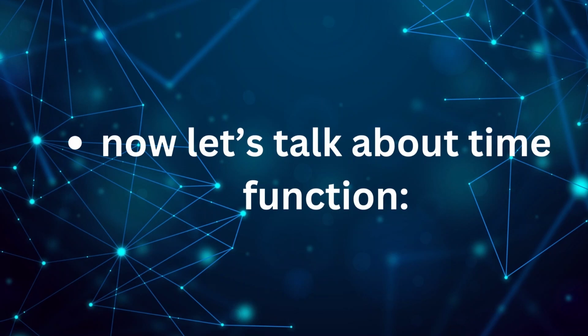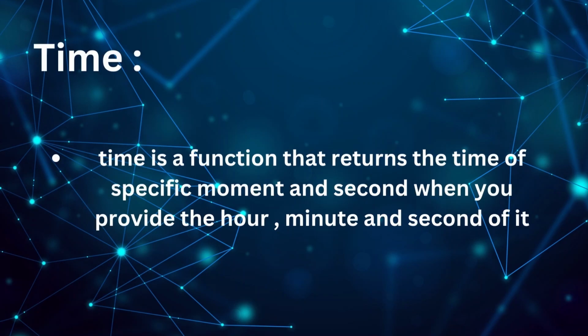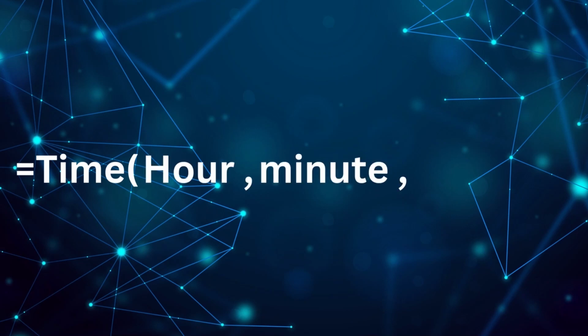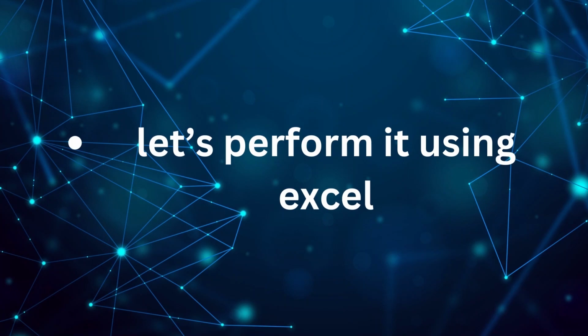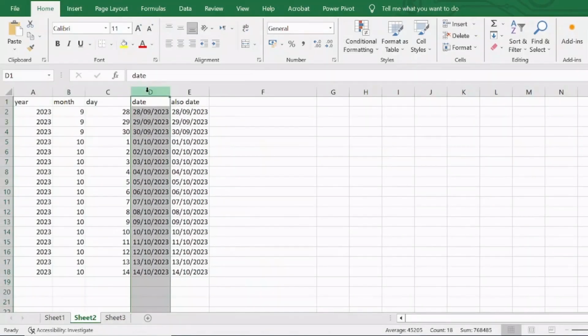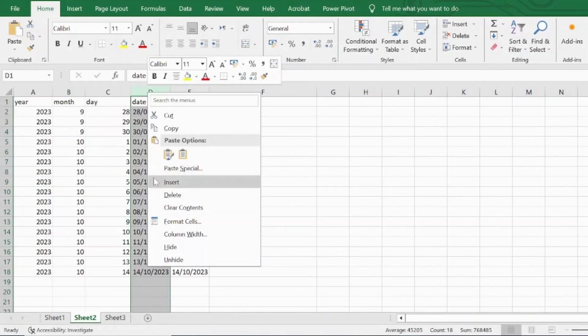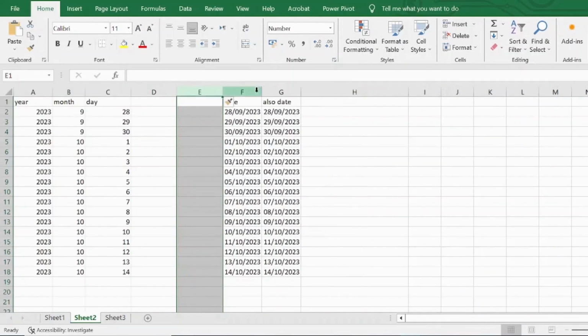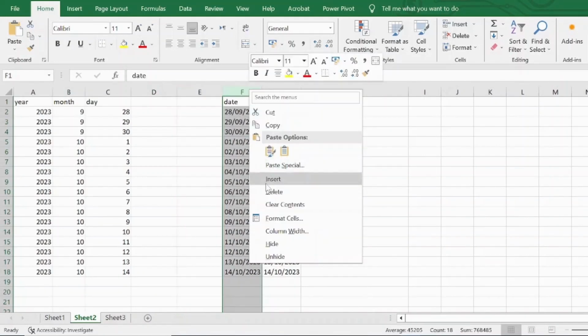Now let's talk about the time function. Time is a function that returns the time of a specific moment when you provide the hour, minute, and second of it. The time function structure contains hour, minute, and second. Let's perform it using Excel. Let's create three columns: one for hours, another for minutes, and a third for seconds.